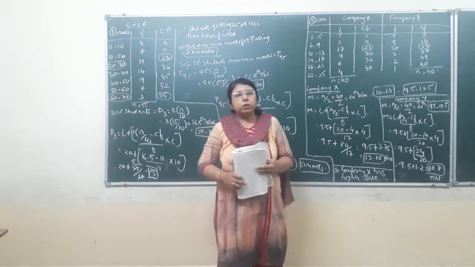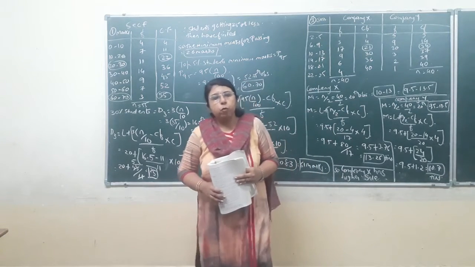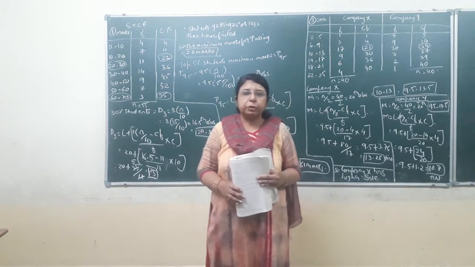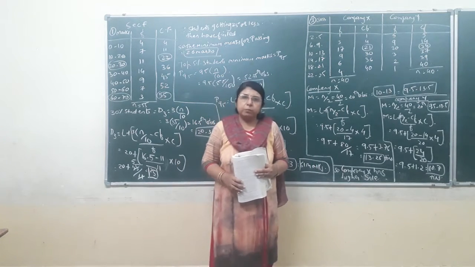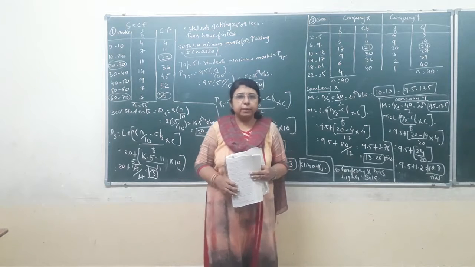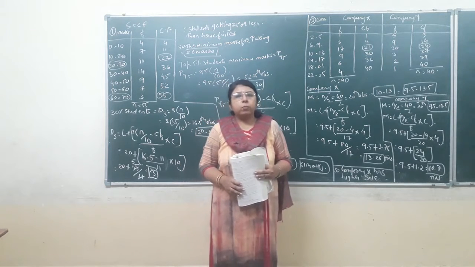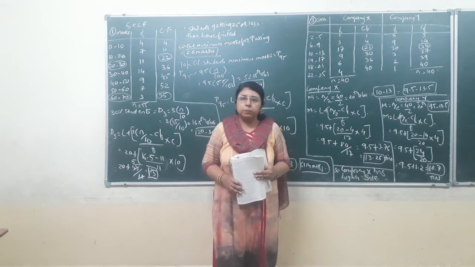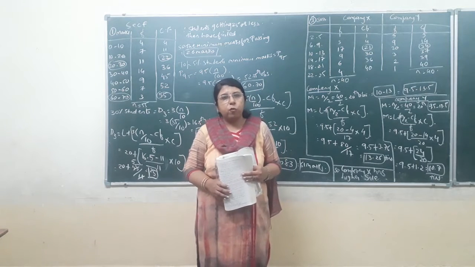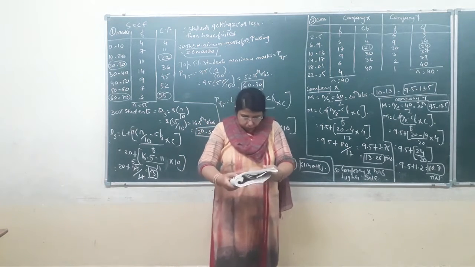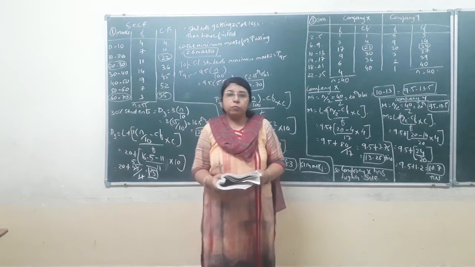In the last video lecture, I had explained a few of the typical sums of section D and E of chapter number 3, that is measures of central tendency. Now in this video lecture, I am going to explain a few of the typical sums of section F of exercise 3. That is on page number 118 of your textbook.